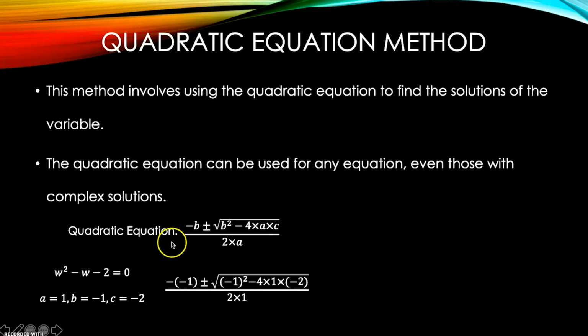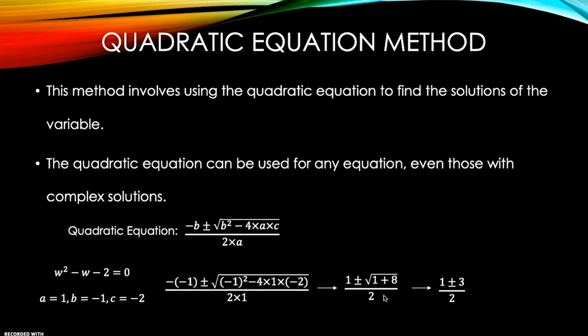So we get negative negative 1, which would become positive 1, plus or minus the square root of negative 1 squared, which would be positive 1, minus 4 times 1 times negative 2, and negative 4 times 1 times negative 2 would be positive 8, divided by 2 times 1, so that would be 2. So that will give us 1 plus or minus the square root of 1 plus 8 over 2. And 1 plus 8 is 9, so that gives us 1 plus or minus 3 divided by 2.